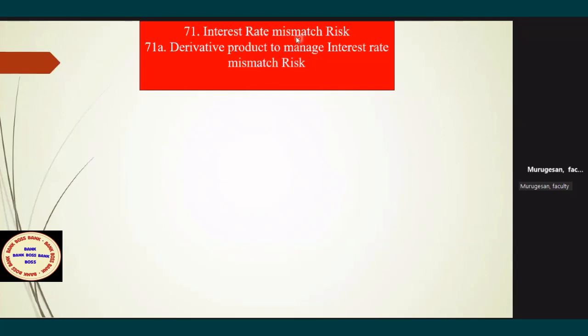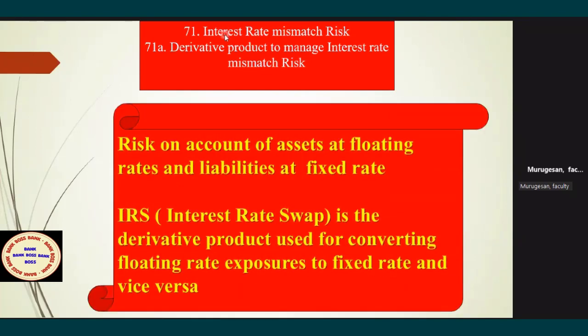So this risk is called what? All our assets are at floating rate. All banks' liabilities are at fixed rate. So this creates a problem, interest rate mismatch risk. Now the next question they will ask is, what is the derivative product to manage this interest rate risk? The question has come here, and the answer is here.